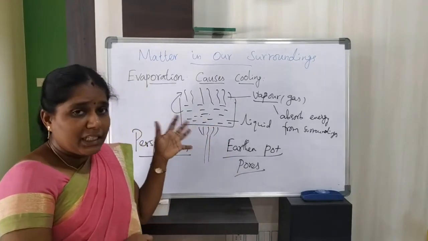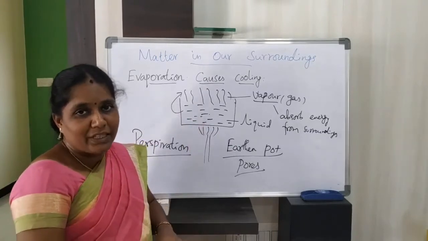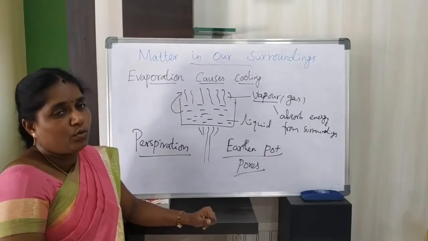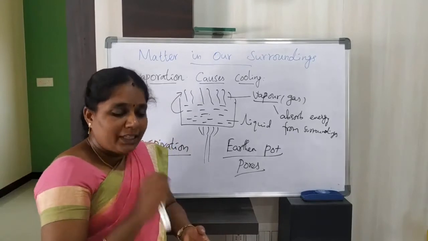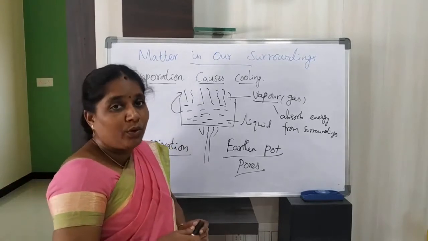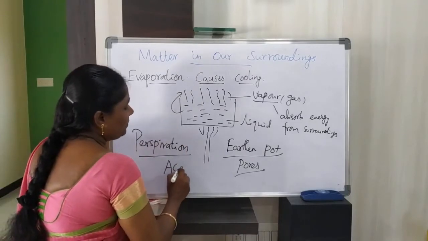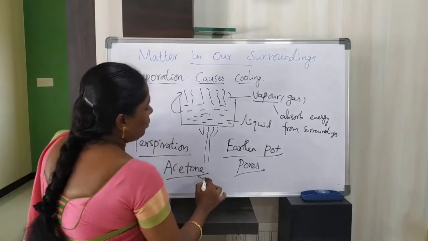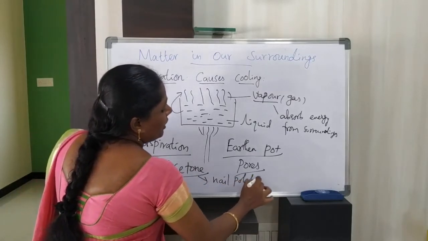See, in this place also we are feeling that evaporation causes cooling, isn't it? So evaporation always keeps us cool. And in the same way we can say one more example, that is nail polish remover. It is nothing but acetone. It is one of the chemicals, it is acetone. We use it as a nail polish remover.